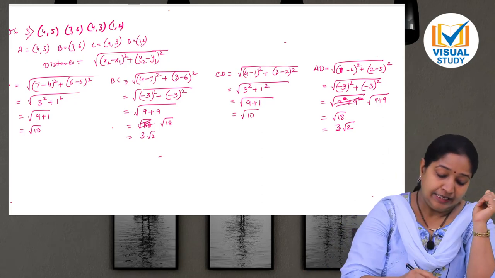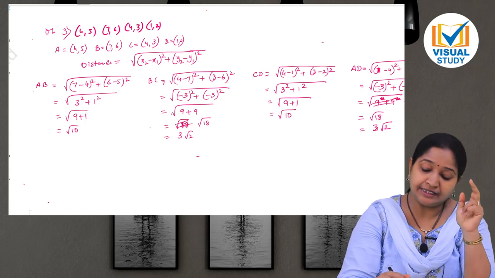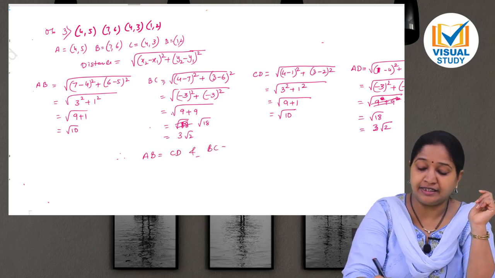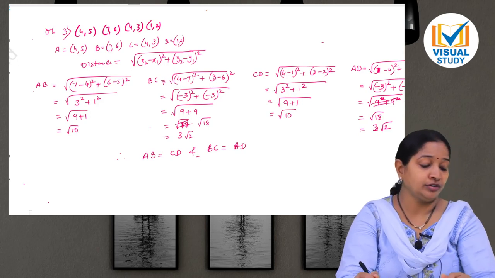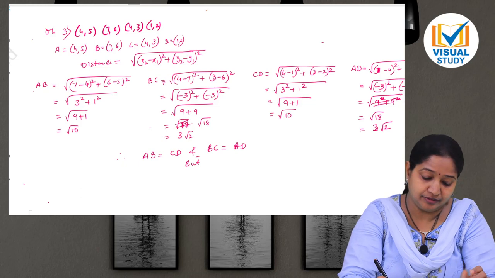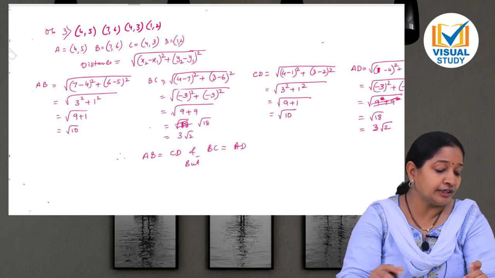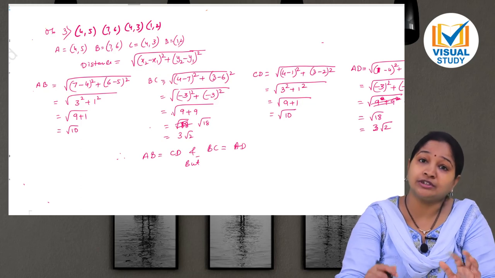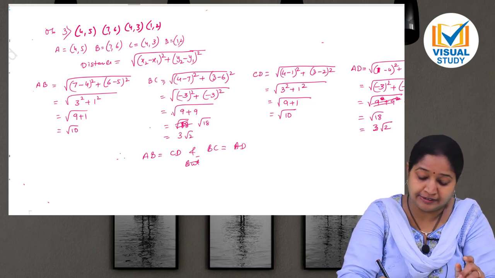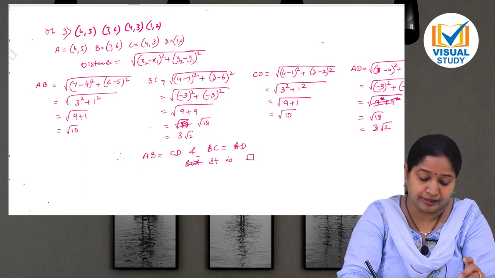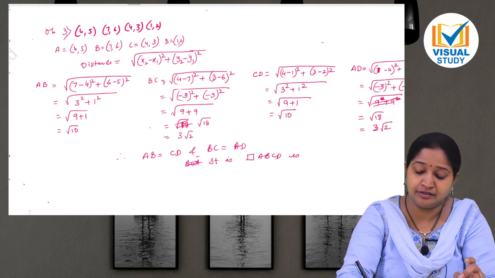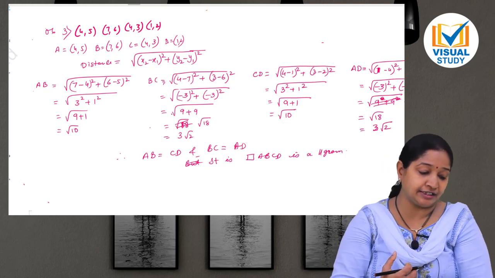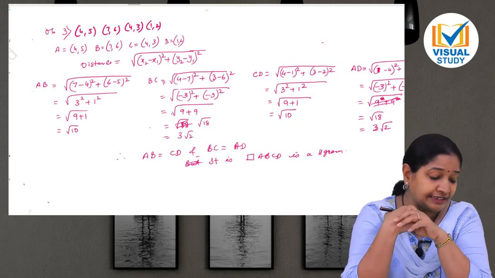Therefore, AB is equal to CD and BC is equal to AD. But now again we have to check whether AC is equal to BD. Here we have to find out AC and BD also. As the opposite sides are equal, the quadrilateral is a parallelogram. ABCD is a parallelogram. Okay, as your AB is equal to CD and BC is equal to AD, you have to find out AC and BD also here.